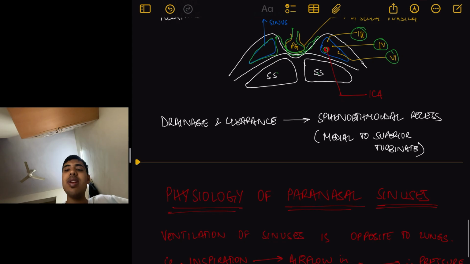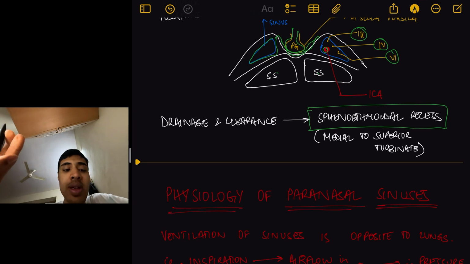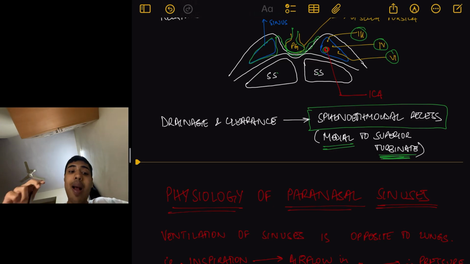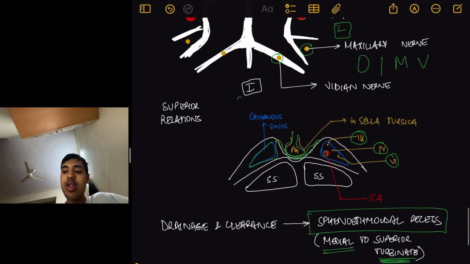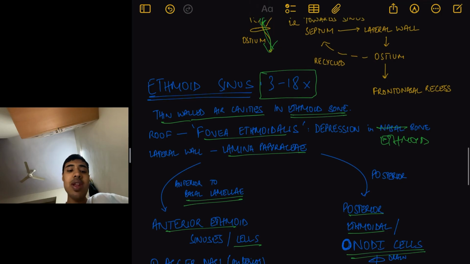And the drainage of the sphenoid sinus is through the sphenoethmoidal recess. Now, one very important thing: the sphenoethmoidal recess, it is a posterior group of sinus, but it does not drain into the superior meatus. It drains medial to the superior turbinate, not in the superior meatus, but above and medial to the superior turbinate. This is about the sphenoid sinus. It drains medial and superior to the superior turbinate. So we have the four sinuses: maxillary sinus, frontal sinus, ethmoid sinus, and sphenoid sinus.